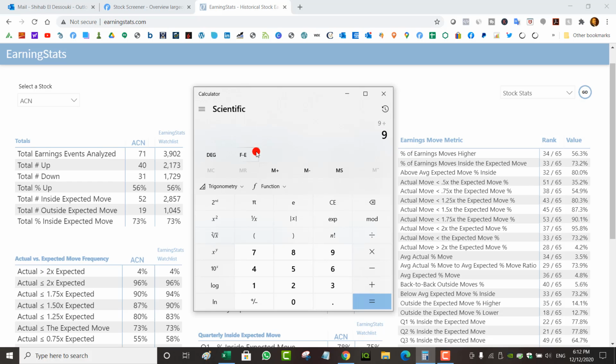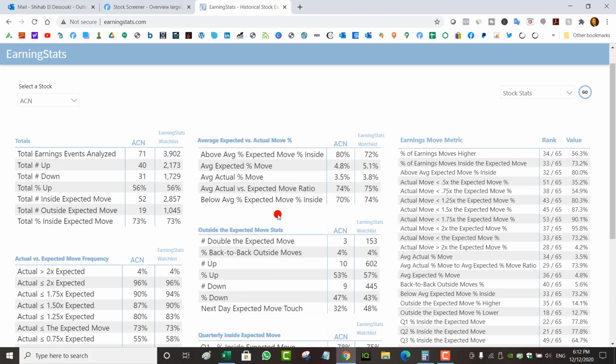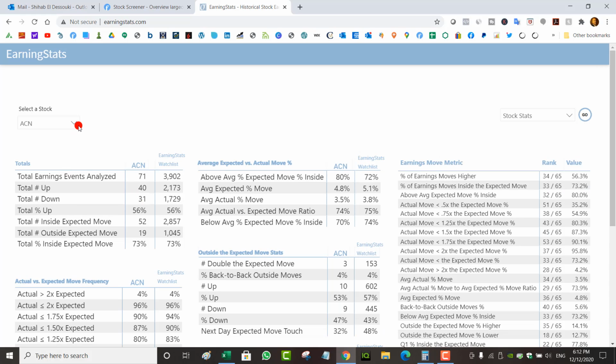on the downside. So since I like to play out of the money put credit spreads, that's what I have to worry about. So 9 over 71. So about 12% of the time it went outside expected move on the downside. So that's pretty high. I think that's pretty high. So that's normally what I'll do.